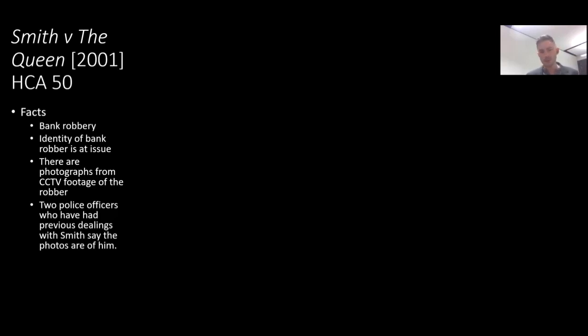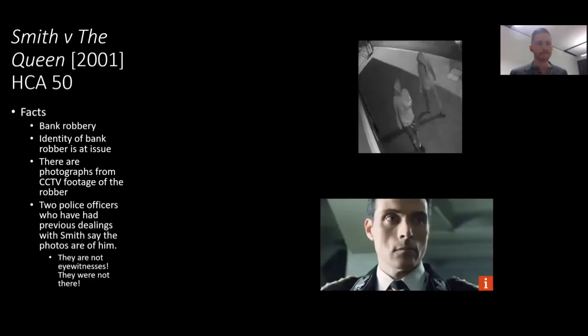But there are also these two police officers who have had previous dealings with Smith, a bit of a local ne'er-do-well. And important to note that this is not the typical situation that you would normally think of in which the police were at the scene of the crime or the putative crime and observed somebody that looked like Smith. These were not eyewitnesses. It's a bit of a different situation.